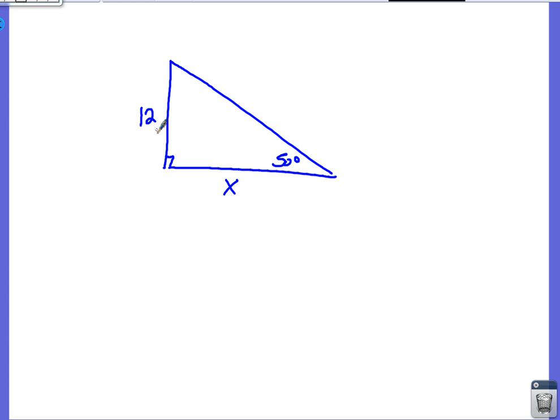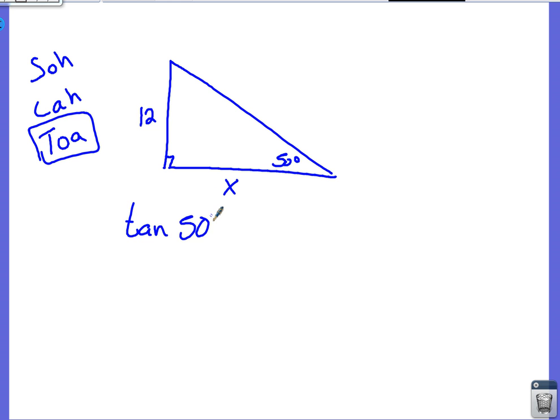First, determine what kind of problem you have by using SOHCAHTOA. Some old hippie. SOHCAHTOA. This is opposite and adjacent. That's TOA. The tangent of my angle is equal to opposite over adjacent. Anytime I have an x on bottom, I automatically do this. And I solve it like a proportion.